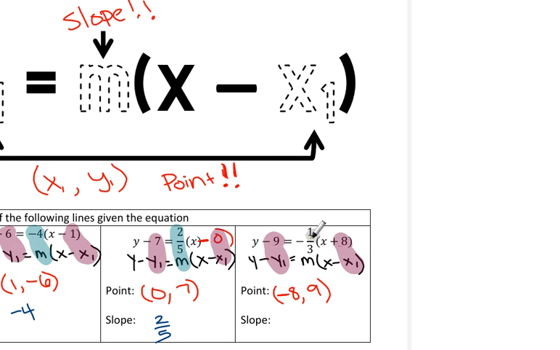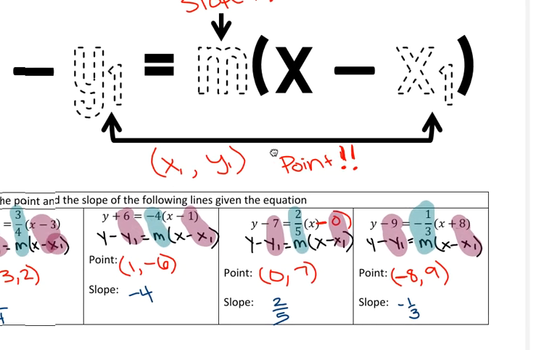And then we get the easy peasy slope. Slope, slopey, slope. -1/3. And that is it for this handy dandy video. Point slope form. It's so great.